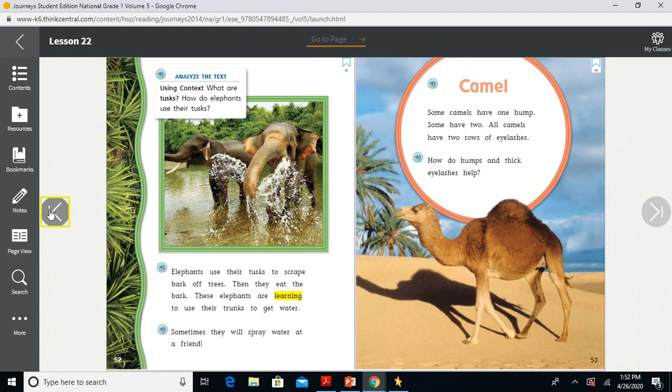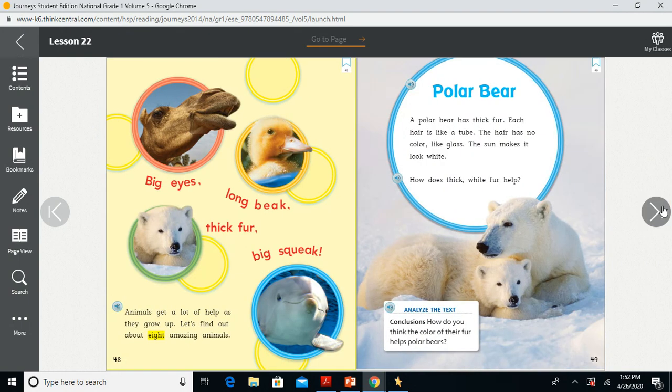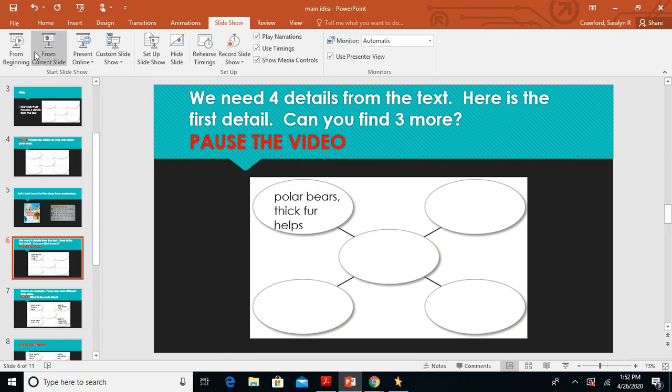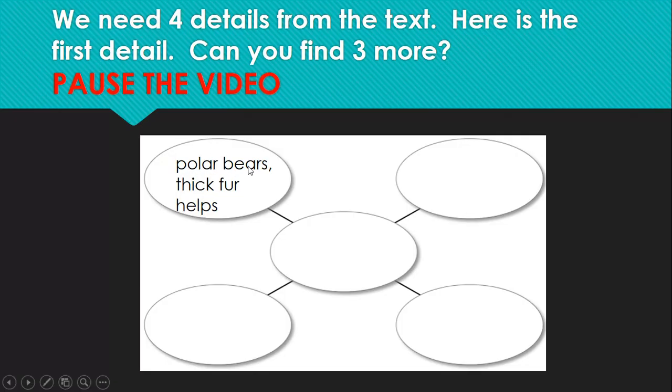We're also going to read the first sentence on this page. Animals get a lot of help as they grow up. So I'm going to give you my first detail on the web. And the detail I'm going to say is polar bear, thick white fur help. So going back to our web, I wrote polar bears, thick fur helps. What I would like you to do is I want you to come up with 3 more details.